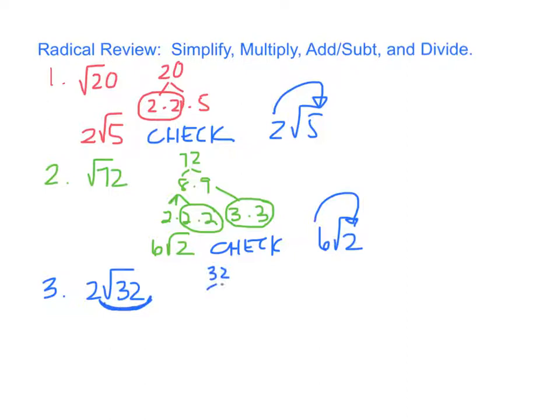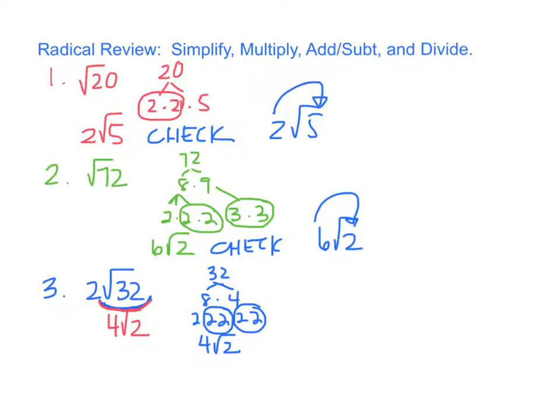32 breaks down to 8 times 4. 8 is 2 times 2 times 2. 4 is 2 times 2. So if I circle my pairs, 2 times 2 is 4. The garbage left over is radical 2. But you have to keep in mind that this is just the square root of 32. So this is the 4 square root of 2.